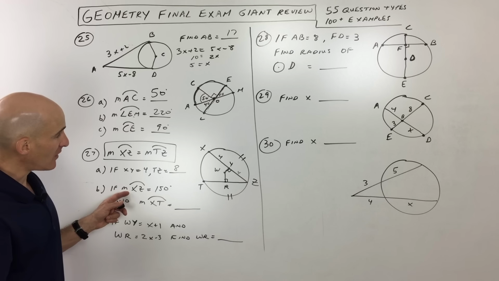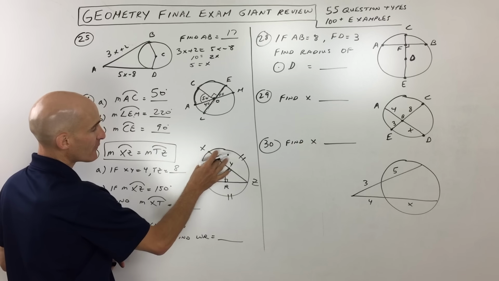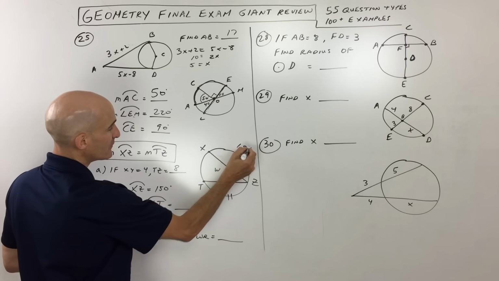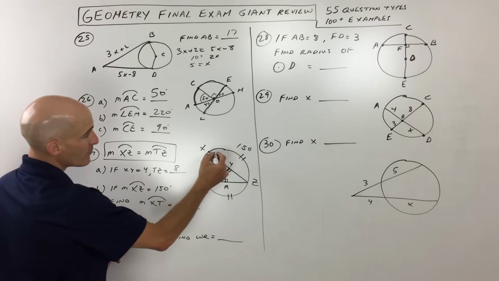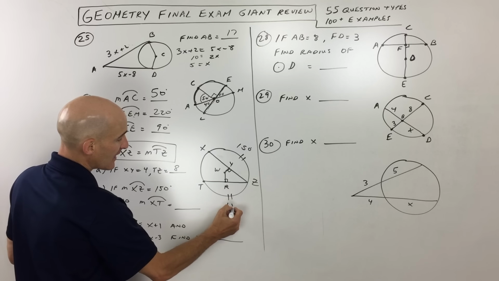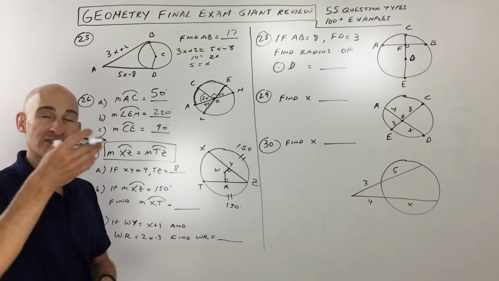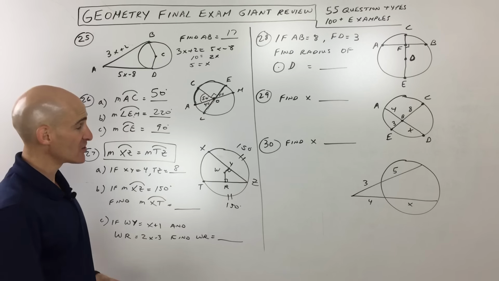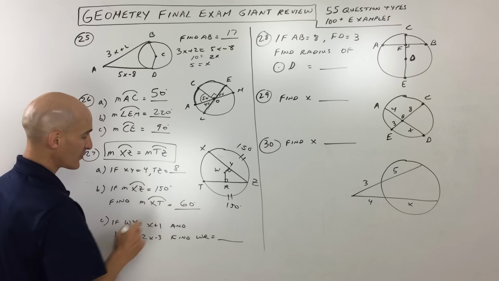It says if the measure of arc XZ equals 150, now I'm just going to erase these because we're going to start fresh on this problem. So if this is 150, find the measure of arc XT. Well, remember, if these arcs are congruent, that's 150, that's 150. How much is this arc right here? All the arcs in a circle add up to 360 degrees, right? So this is 300. That means this must be 60, because they have to add up to 360.